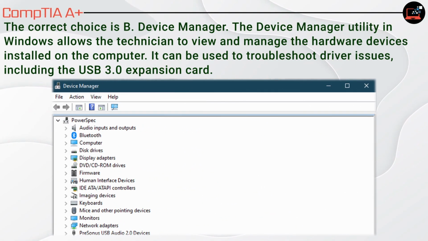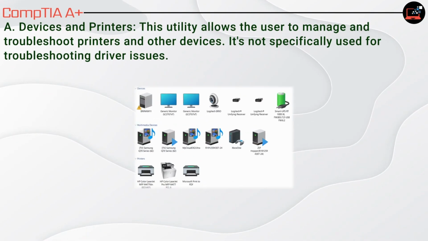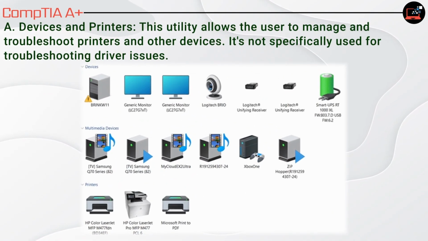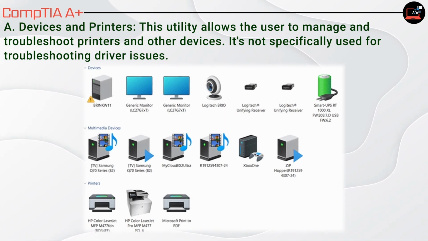The correct choice is B. Device Manager. The Device Manager utility in Windows allows the technician to view and manage the hardware devices installed on the computer. It can be used to troubleshoot driver issues, including the USB 3.0 expansion card. A. Devices and Printers. This utility allows the user to manage and troubleshoot printers and other devices. It's not specifically used for troubleshooting driver issues.